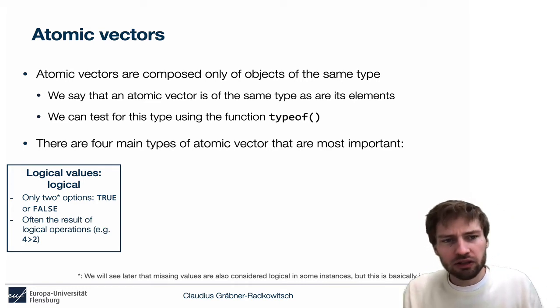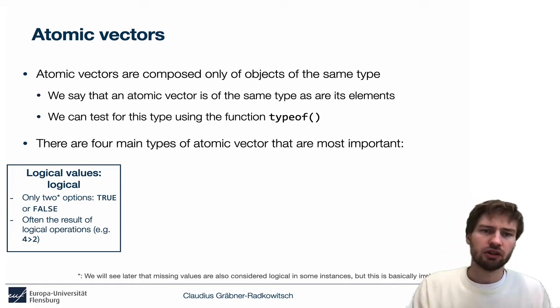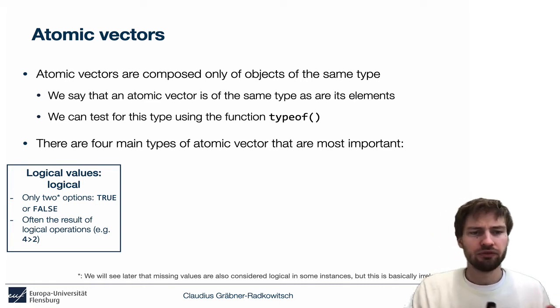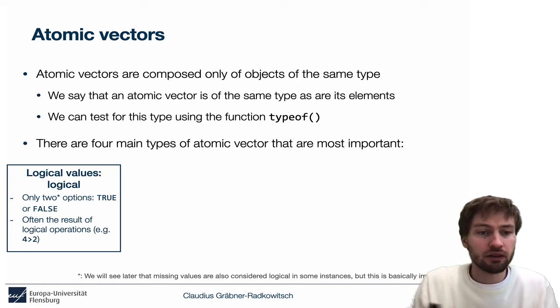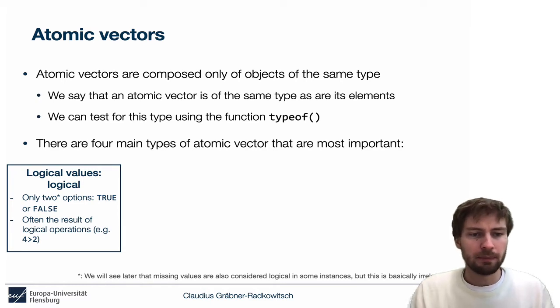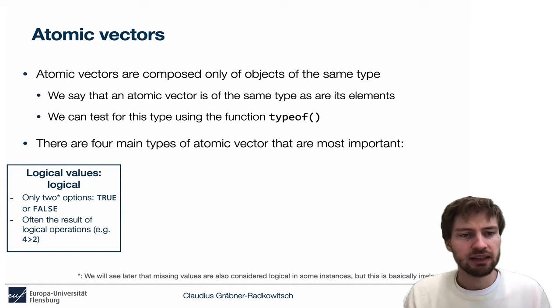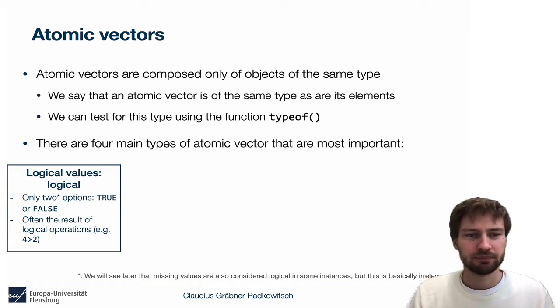When do you encounter logical values? Usually only as a result of a logical operation, like a test of whether 4 is greater than 2. Well, the result of this test is obviously true. The result of a test like is 2 bigger than 4 would be false. That is when you usually encounter logical values, and that is actually quite frequently in practice.